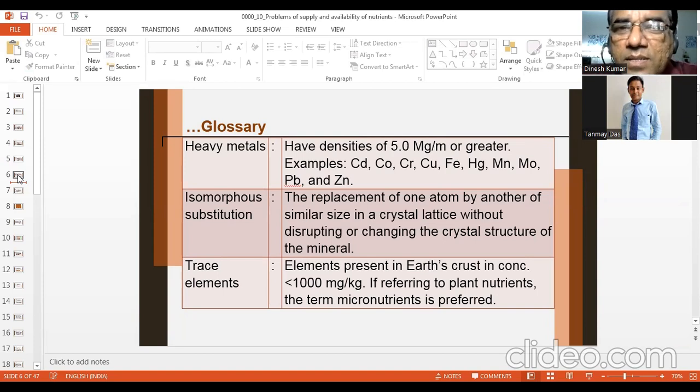Potassium can easily replace the ammonium ion because the ionic radii of potassium and ammonium are almost similar. So that is known as isomorphous substitution, the replacement of one atom by another of similar size in a crystal lattice without disrupting or changing the crystal structure. The crystal structure will not change, just substitution will be there. Trace elements are present in Earth's crust in concentrations less than 1000 milligram per kg. If referring to plant nutrients, the term micronutrients is preferred. The term trace nutrient is not used now; micronutrients should be used.